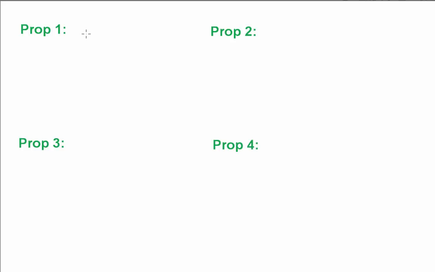So we're going to start with the first four properties. The first one states that if you have log base a of 1, this equals 0. The second property states that if you have log base a of a, this equals 1.